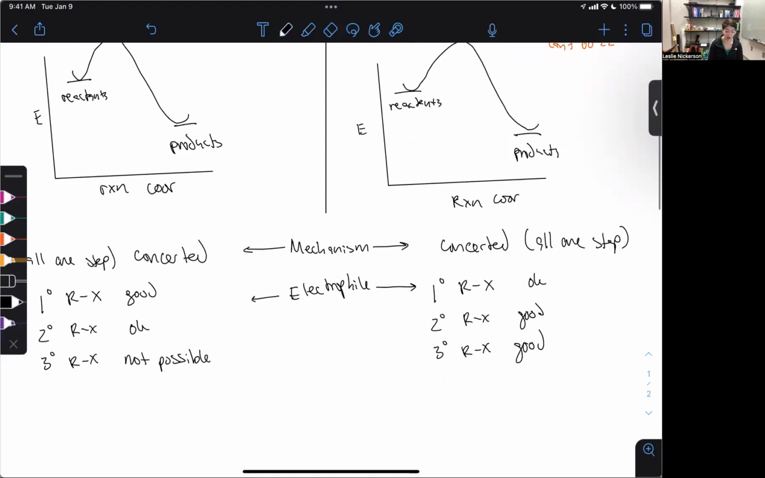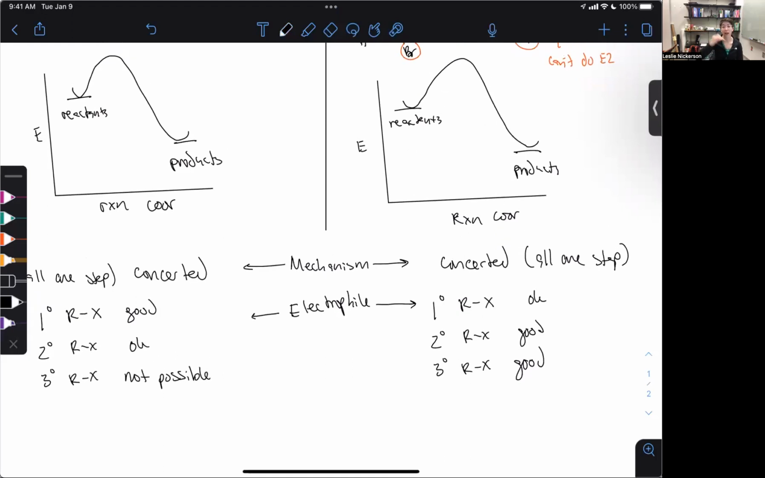As steric interactions go up, SN2 goes down. Okay, so SN2 does not like crowded electrophiles. That's going to be our take-home message here. So the more crowding we have, the less SN2 product we're going to get. E2 is fine with crowded.